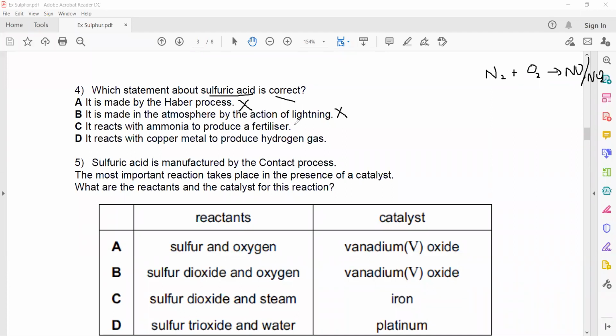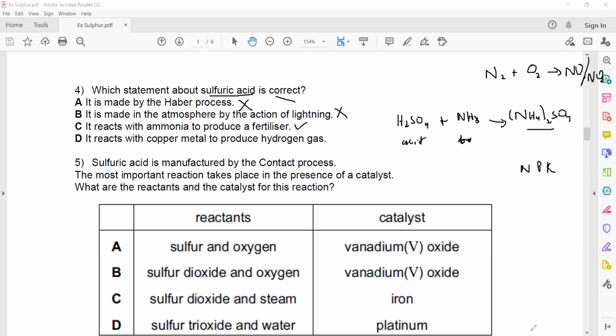It reacts with ammonia to produce fertilizer. Fertilizer means salt. Sulfuric acid, which is H2SO4, is an acid. And what is ammonia? Ammonia is an alkaline gas, a basic gas. So when an acid reacts with an alkali or a base, this results in the formation of a salt. So this will form ammonium sulfate, the salt. So why do we call this salt a fertilizer? Because if this salt can provide any one of the three essential nutrients, nitrogen, phosphorus or potassium, we call that a fertilizer. So it is producing a fertilizer when reacting with ammonia.